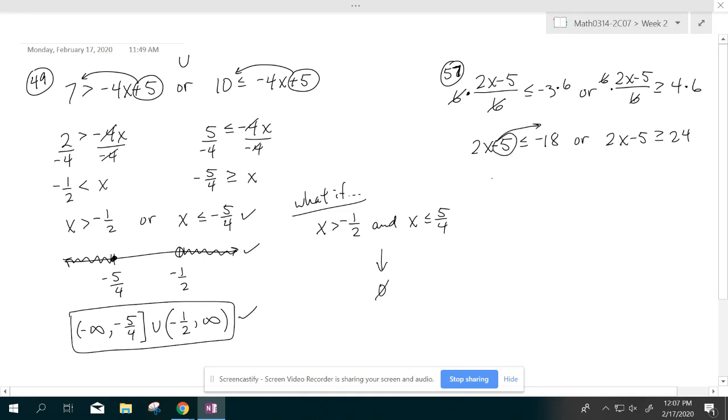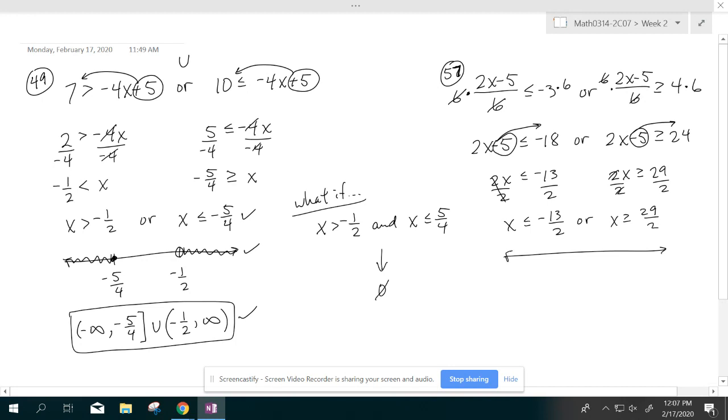Here we go. Negative 5 becomes plus 5. Negative 18 plus 5 is negative 13. Divided by 2. X is less than or equal to negative 13 halves. Or, what is 24 plus 5? 29, divided by 2. X is greater than or equal to 29 halves.